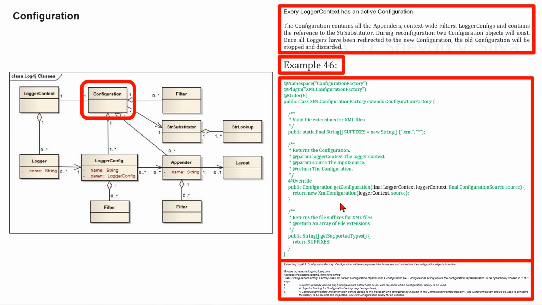Most Configurations extend the AbstractConfiguration class. This class expects that the subclass will process the configuration file and create a hierarchy of Node objects. Each Node is fairly simple, in that it consists of the name of the node, the name-value pairs associated with the node, the plugin type of the node, and a list of all of its child Nodes. Configuration will then pass the Node tree and instantiate the configuration objects from that.